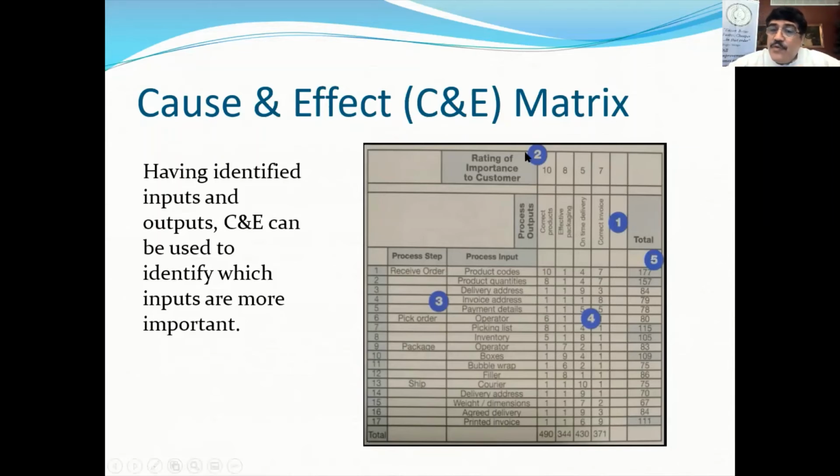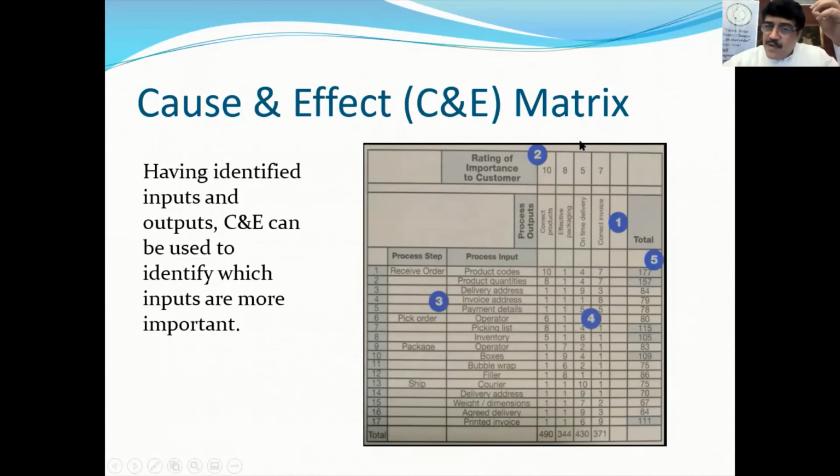And number two, you give weight for each one, because they're not all equally important. So for correct product, maybe you give a 10. For effective packaging, yes, it's important, but maybe it's not as important, so you give it an 8, and so on. And on-time delivery, maybe for this particular customer, it's only a 5. Correct invoice, maybe 7, and so on.